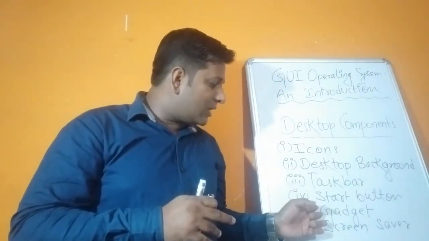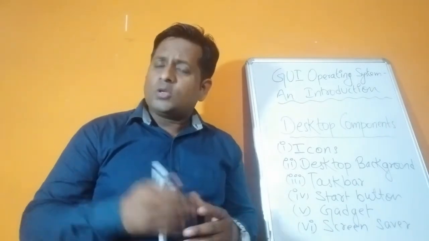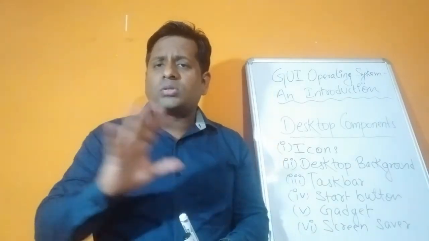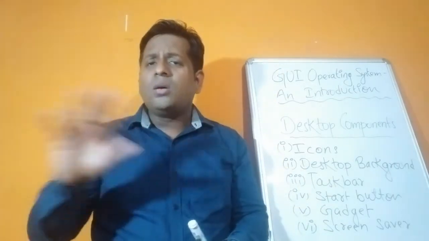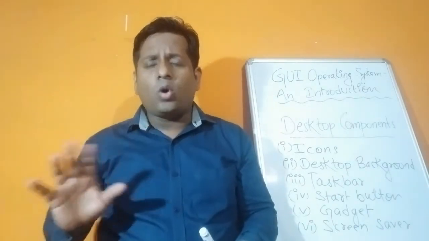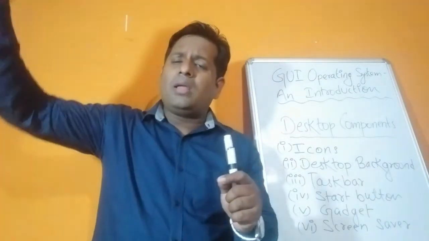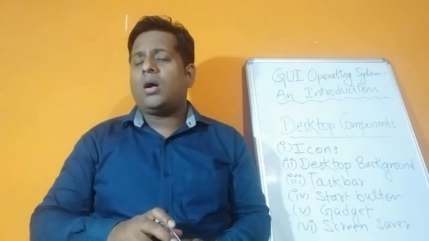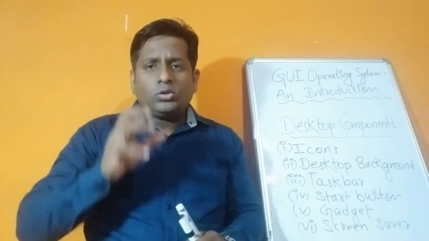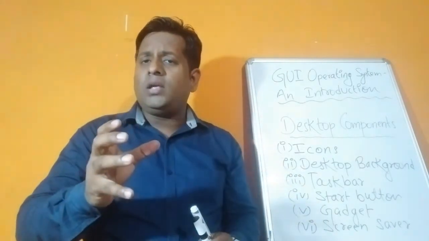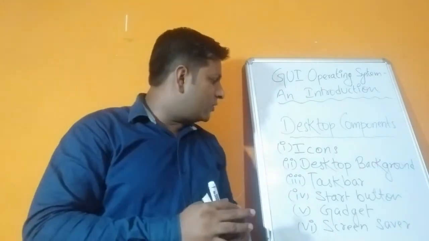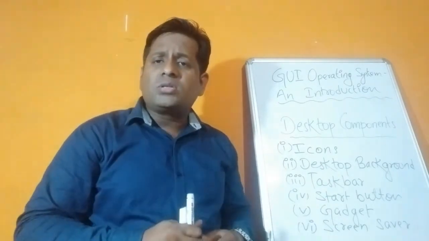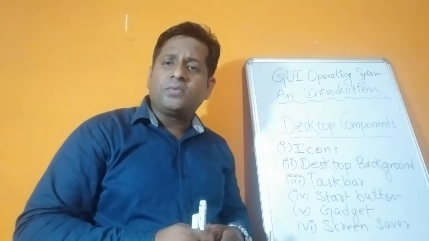So start button, gadget, then we have a screensaver. Screensaver, as I have told, if you leave the computer idle for some time, you'll find on the background some image or some bubbles or some text will start moving or rotating in a random order. Maybe from left to right or maybe diagonally the image will rotate or spin. That is known as screensaver. I'll be showing you all this practically in this video. What their functions are, I have already discussed in the previous classes. Okay children, so see this properly and understand it.